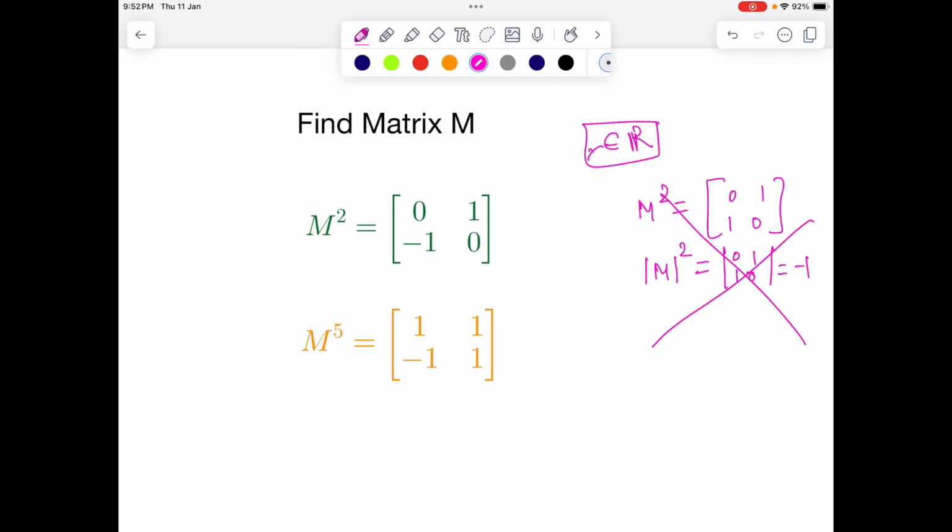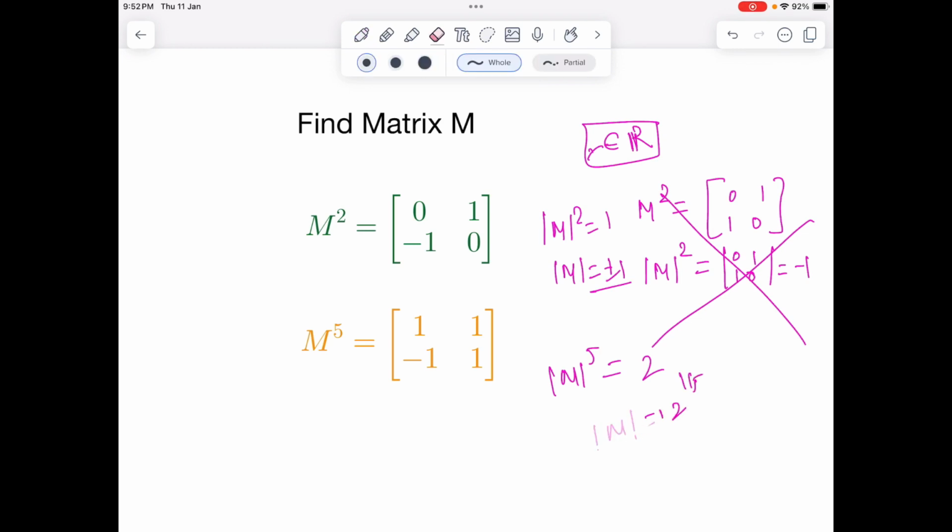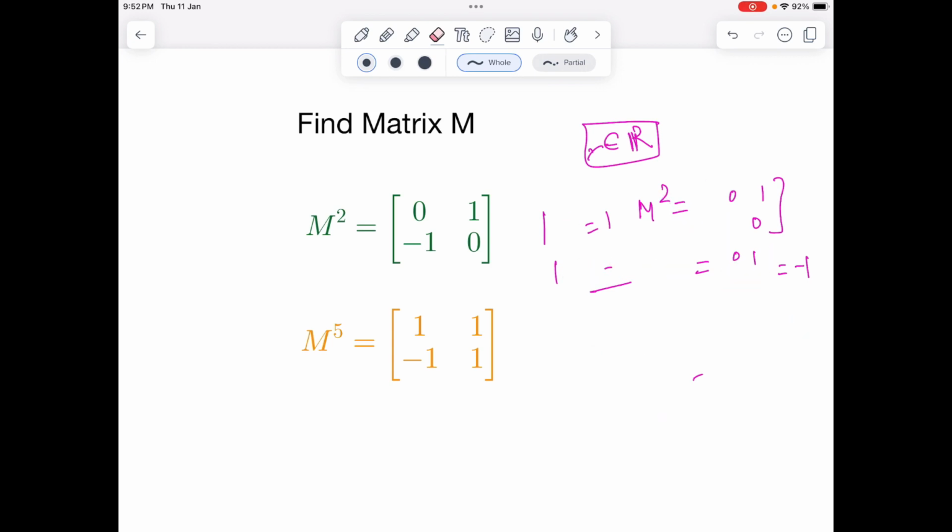So as usual, you can give a check for the first one. It's definitely possible to have a matrix because the determinant of M square is going to be 1, so the determinant of M is plus minus 1. Similarly, for the second problem, the determinant of M to the power 5, anyway, it doesn't matter. So it's 2, so the determinant of M can be 2 raised to power 1 by 5, right? Now, can we solve this problem using complex numbers?